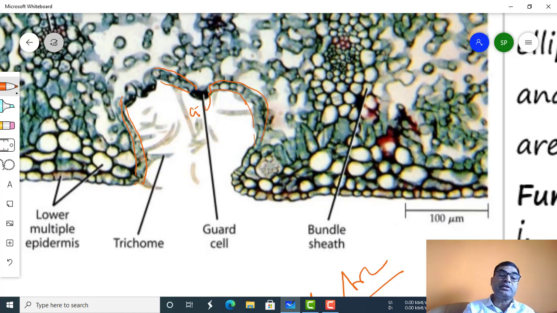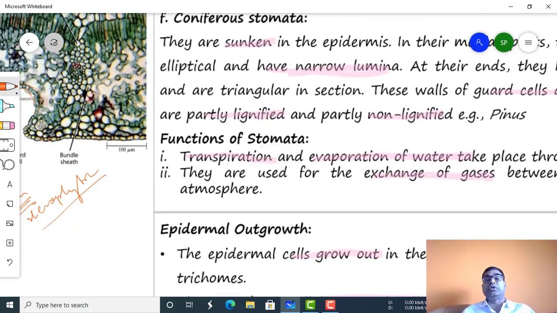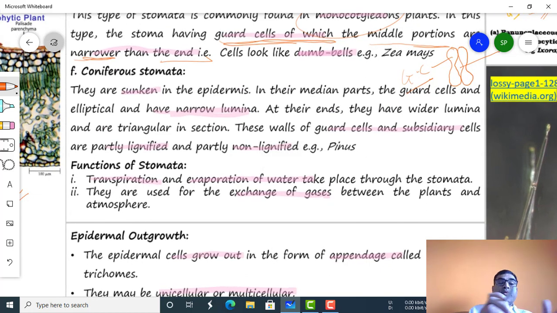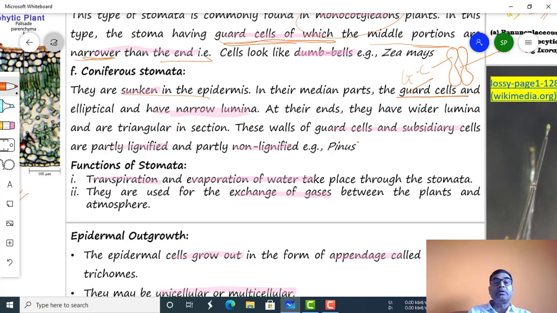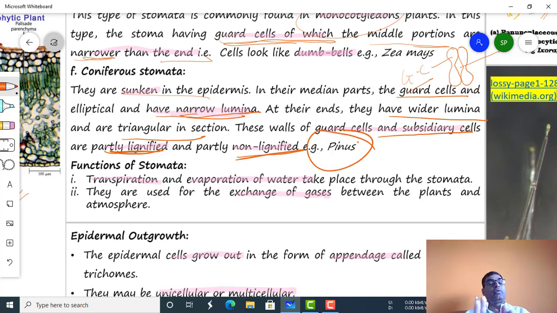This one is a guard cell, and this one is again the gramineous type of stomata, formed by the guard cells. Somewhat elliptical structures are observed in the coniferous or sunken type of stomata. Sunken means deeply situated in the epidermis. In their median part, the elliptical guard cells have very narrow lumina. At their ends, they have wider lumina and triangular intersection. The walls of the guard cells and subsidiary cells are partly lignified and partly non-lignified. Example, Pinus.